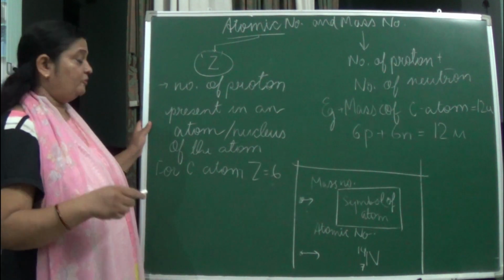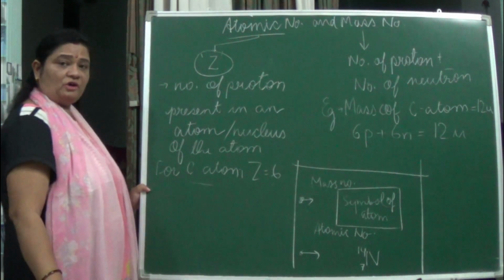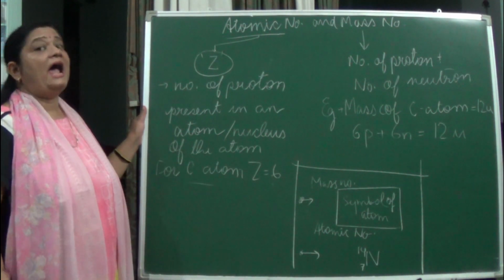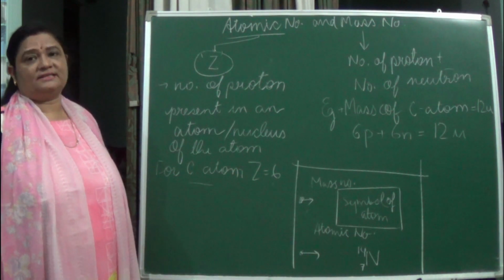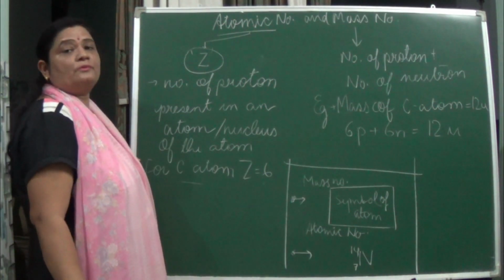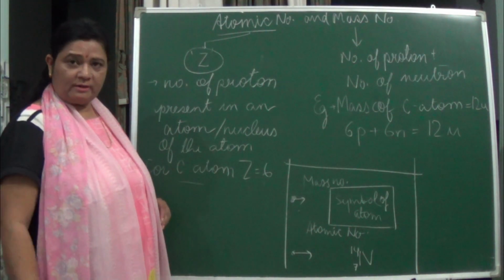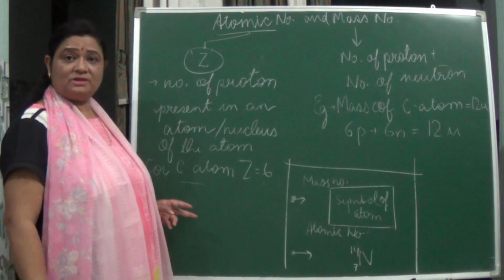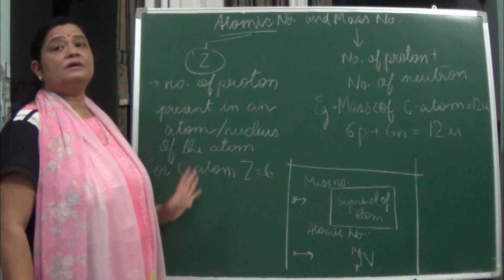For example, you take carbon. What is the atomic number of carbon? It is the number of protons present in the nucleus of carbon. If the number of protons is 6, we will be writing Z is equal to 6.